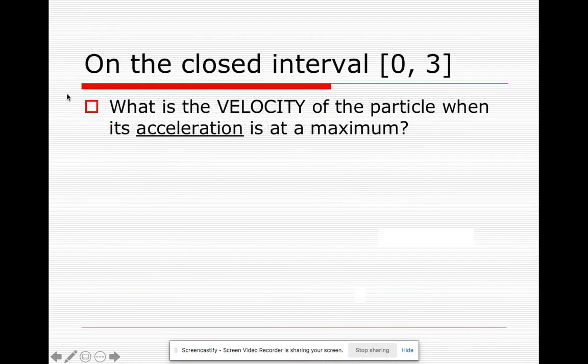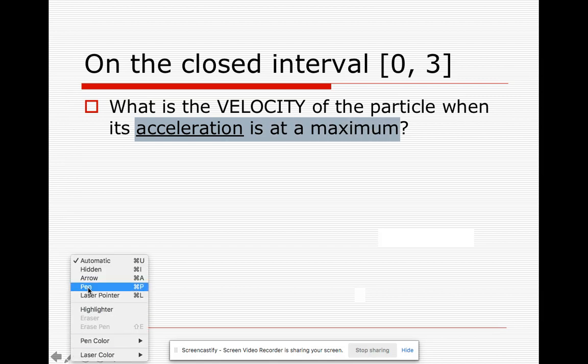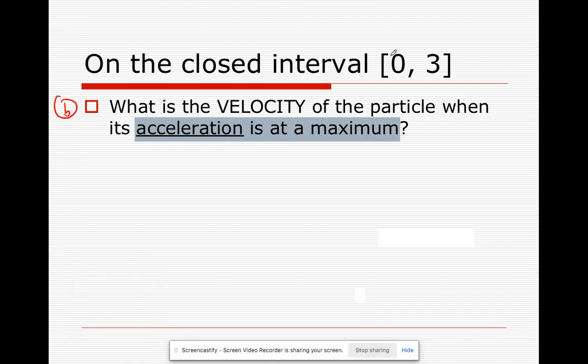Part B. On the closed interval, what is the velocity of the particle when its acceleration is at a maximum? Huh? What is the velocity? Note to self. I found velocity on part A. Right? That was the velocity. They want me to plug in. What is the velocity means I need to plug in to the velocity equation.